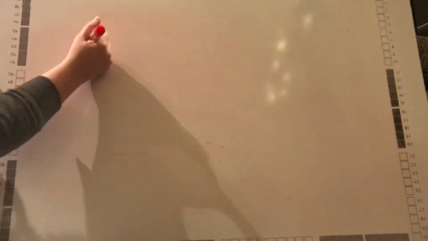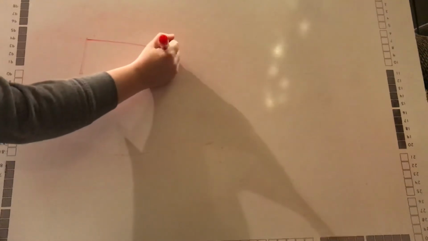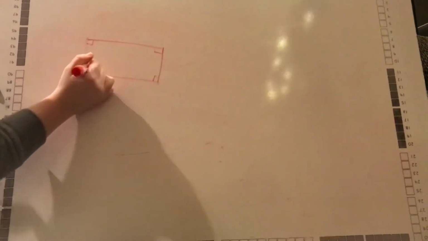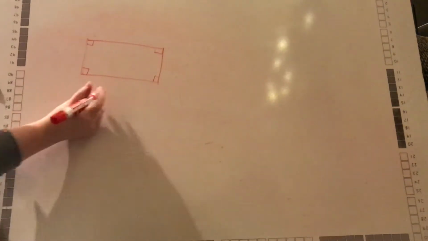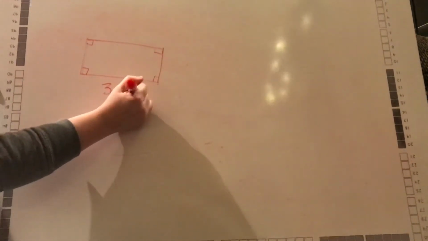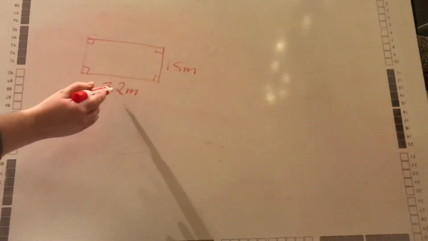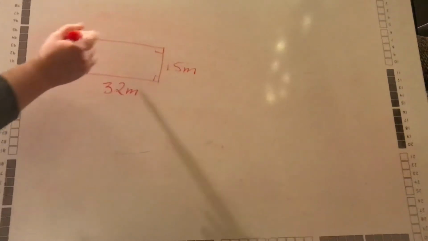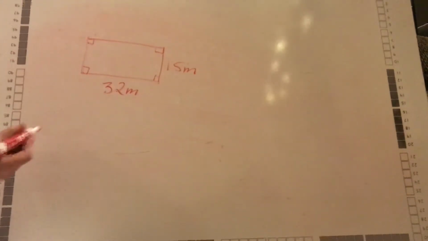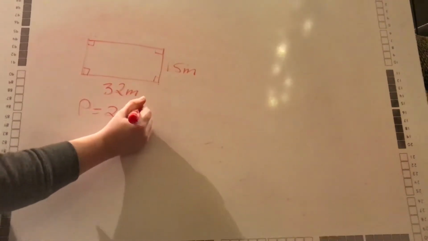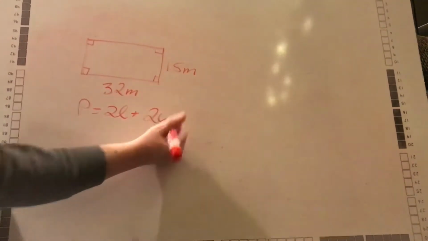So if you have a rectangle that looks like this, and of course it's a rectangle because all four angles are 90 degrees, and down here it's 32 meters, and over here it's 15 meters. Well, you can do it two different ways. You could add 32 plus 15 plus 32 plus 15, or you could use the formula P equals 2 times the length plus 2 times the width.